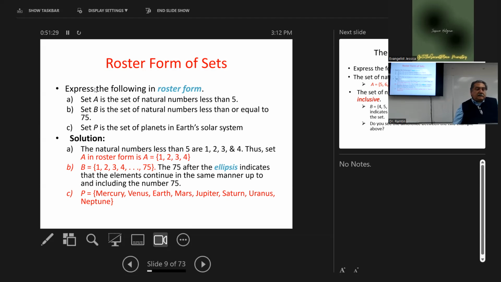Or set P is a set of planets in Earth's solar system, then P equals braces Mercury, Venus, Earth, and all the way to Neptune. And some people add Pluto or not.